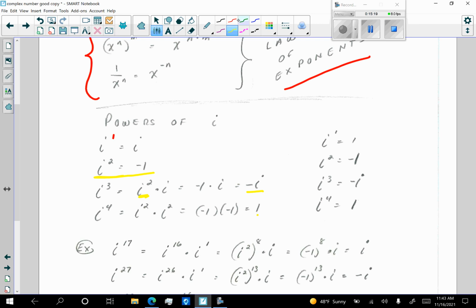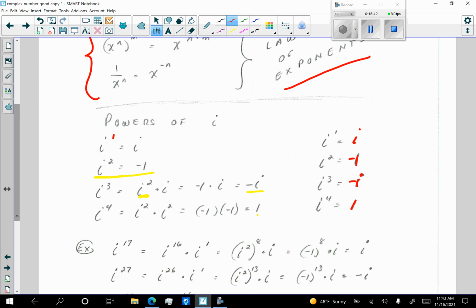I to the 1 is equal to I. I squared is negative 1. I cubed is negative I. And I to the fourth is positive 1. So if you have an odd power of I, it's going to be I or negative I. If you have an even power of I, it's going to be negative 1 or 1.